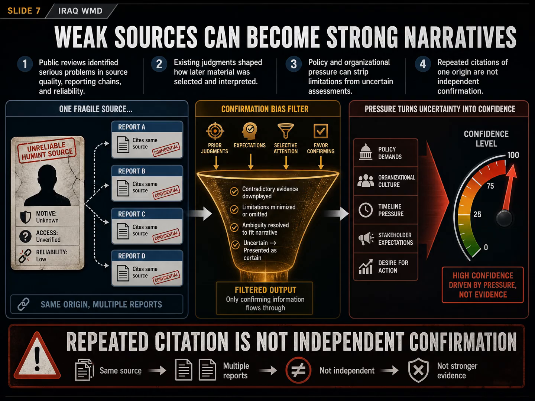The Iraq WMD assessments show how source quality and narrative pressure can interact. Public reviews identified serious problems in parts of the source base, reporting chains, and verification. One original claim could appear in several reports, creating the impression of multiple confirmations, even when the chain led back to a single origin. Once an organization leans toward a conclusion, supporting material becomes easier to notice and conflicting material easier to explain away. Policy and organizational pressure can also remove the words possible, uncertain, and not independently verified, leaving a narrative that sounds much stronger than the underlying evidence.